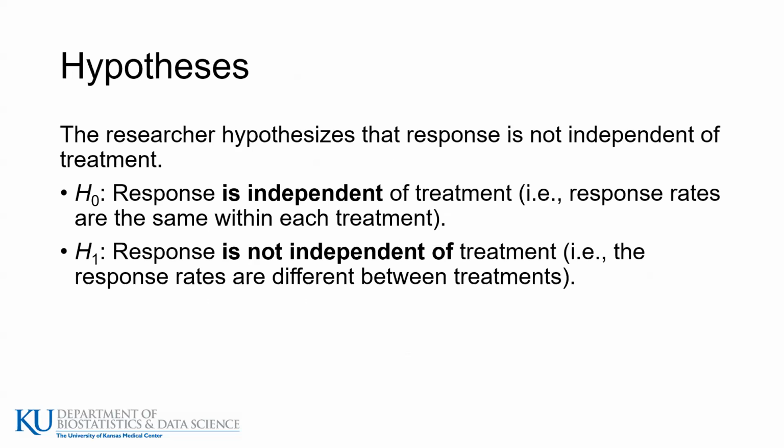In our process, we want to first identify our hypotheses. Our null hypothesis here is that the response is independent of treatment. That is, the response rates are the same within each treatment. And then our alternative is that the response is not independent of treatment. That means that there's some difference in response rates between the two treatments.